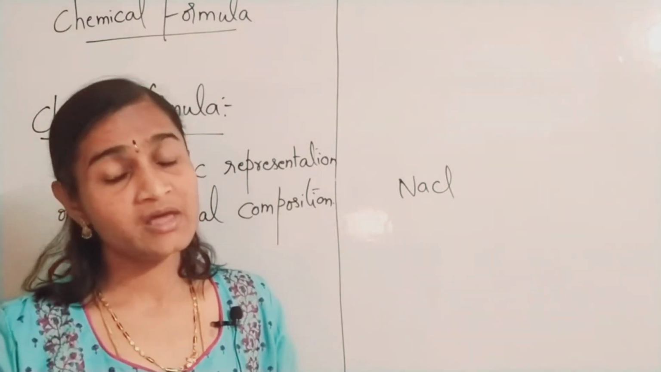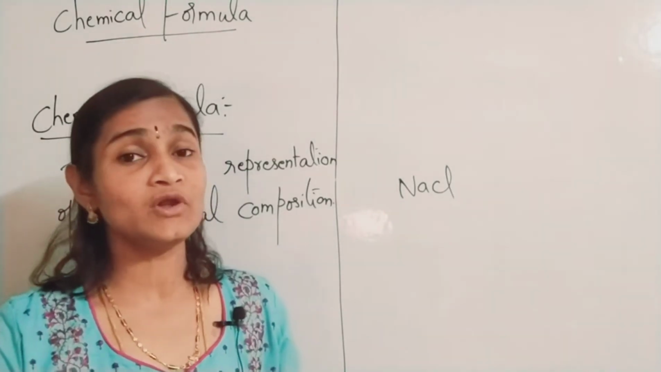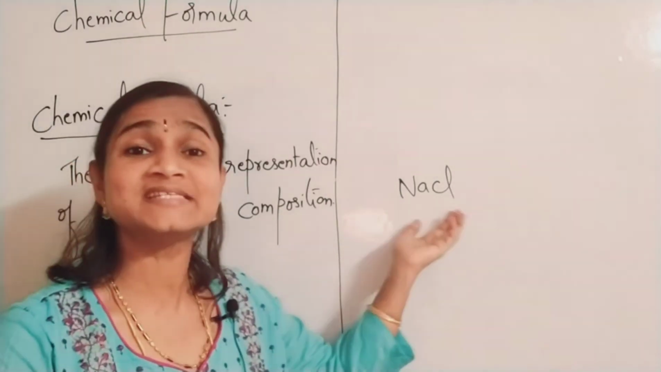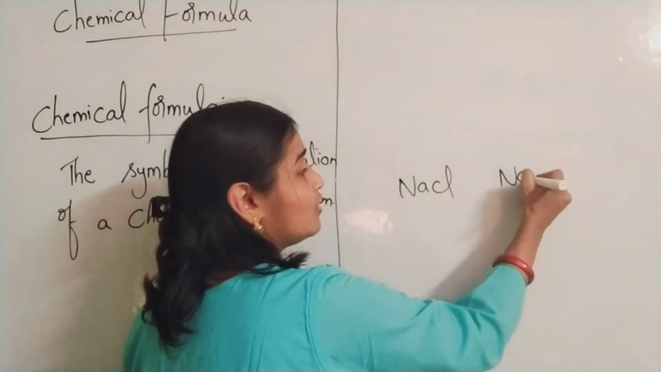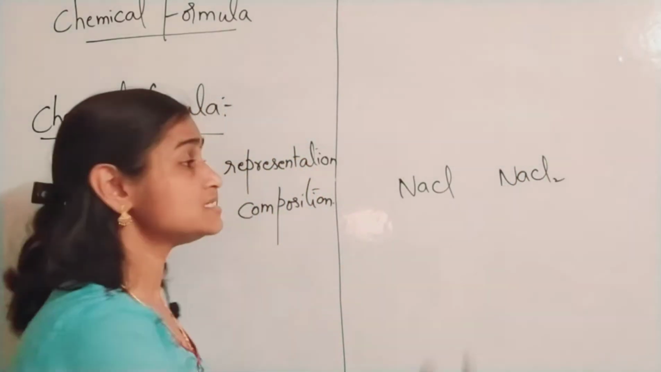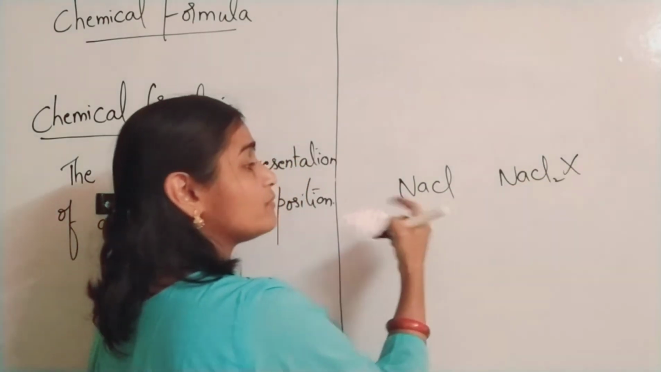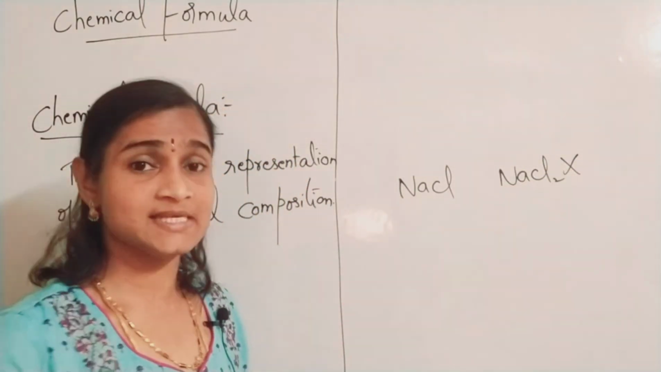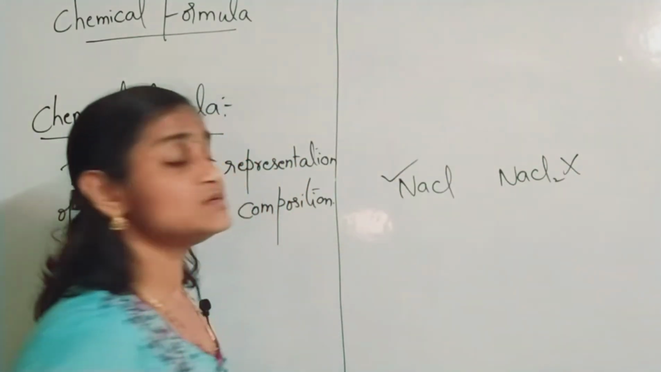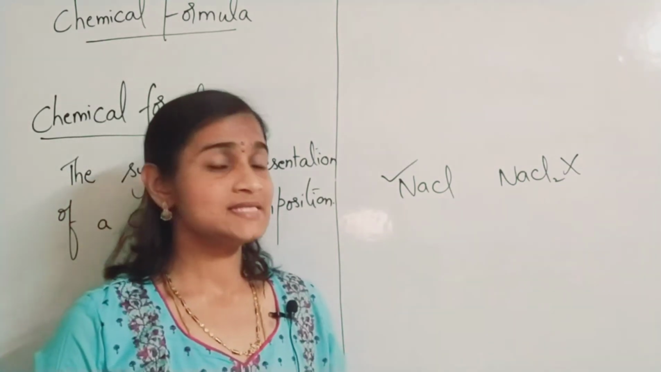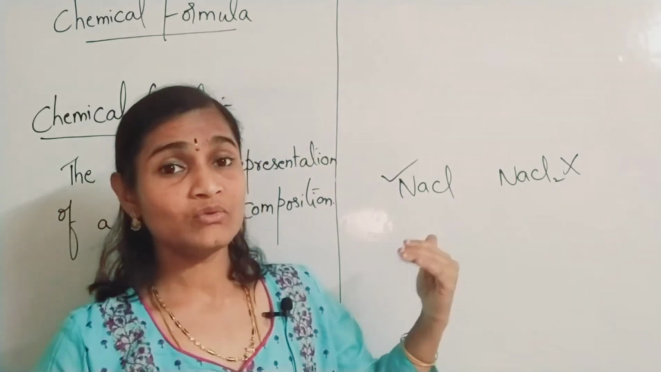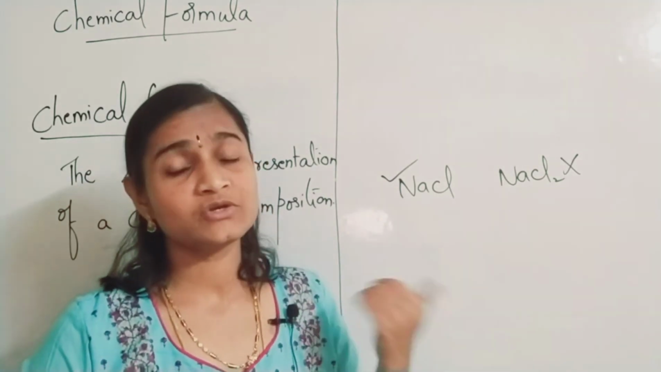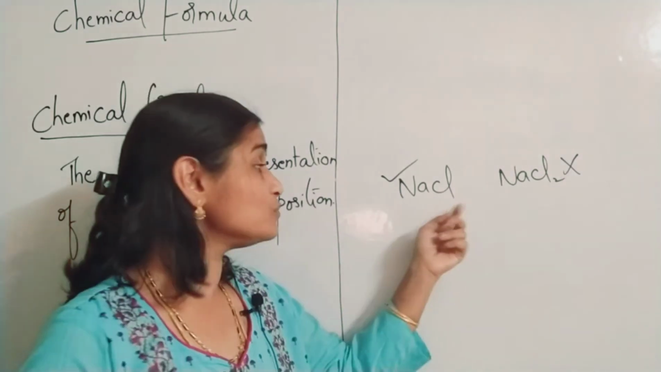So why do we have to write the formula of sodium chloride as NaCl only? Why not write it as NaCl2? This is wrong. The correct formula of sodium chloride is NaCl. In some cases we see numbers like 2 or 3 written after an element. When to write 2, when to write 3, when to write 1?